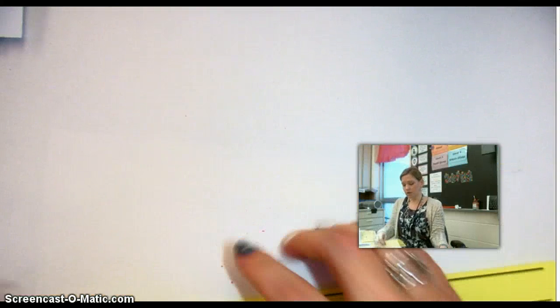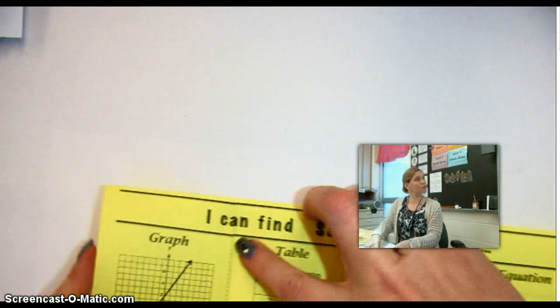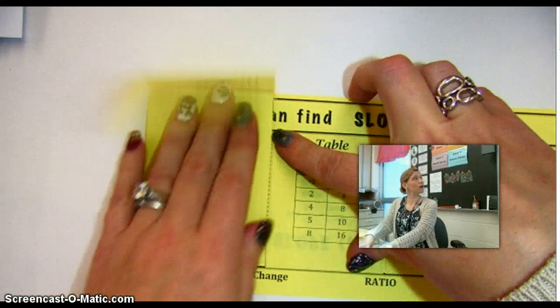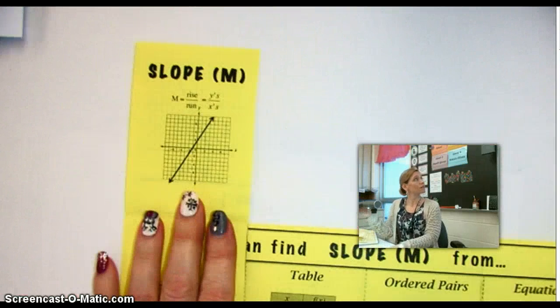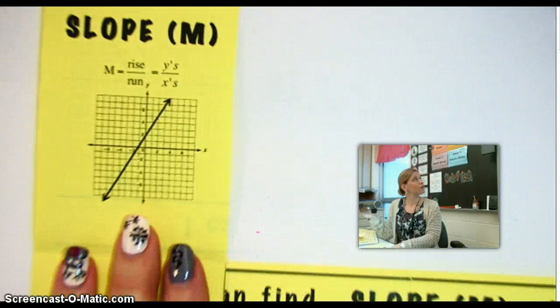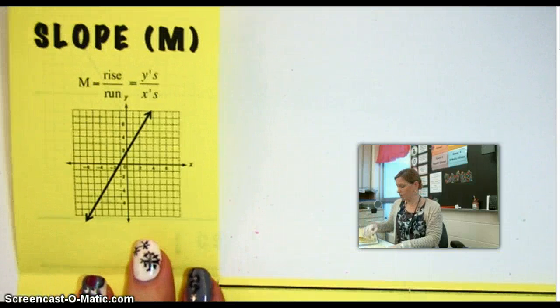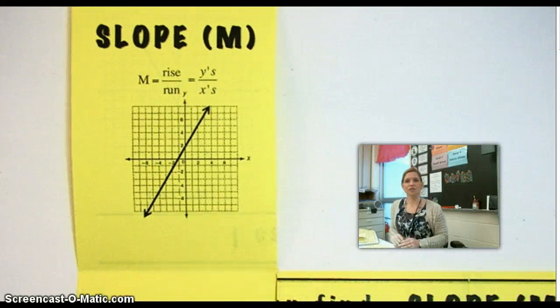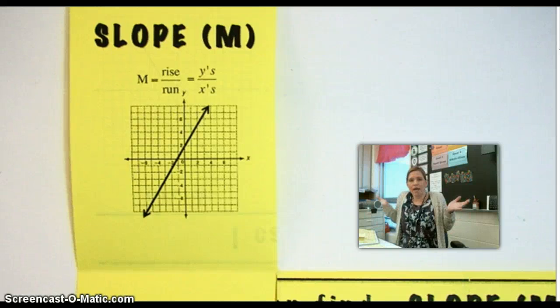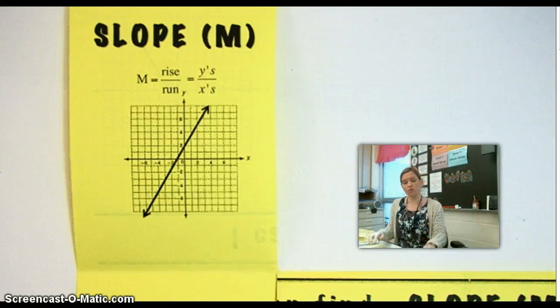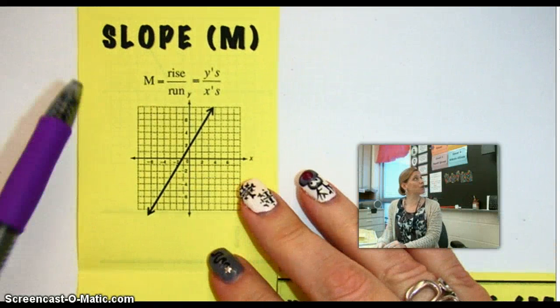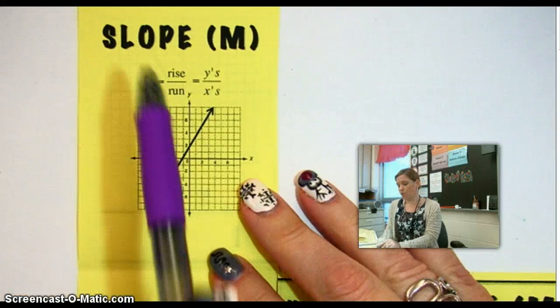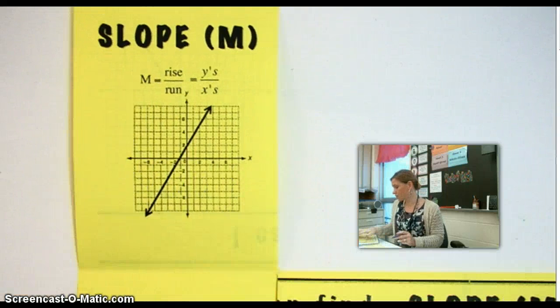So when we talk about finding slope in a graph, here we go. In our song that we learned the other week, our slope: the difference of the y's and the difference of the x's, also known as rise over run. And that is how we graph. We graph using rise over run. The rise is your y differences.